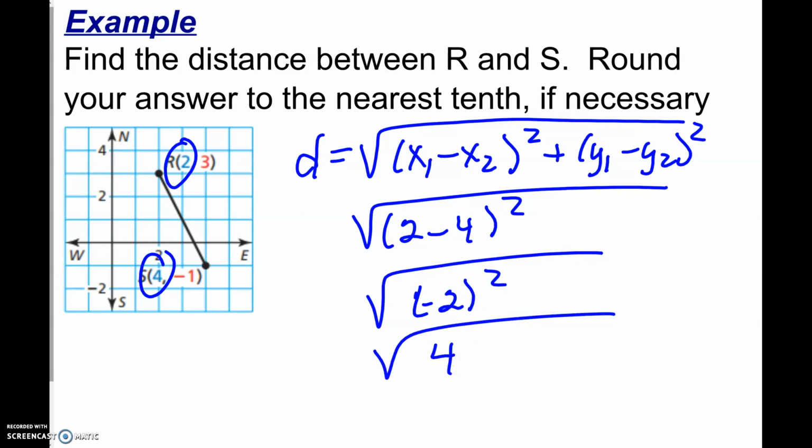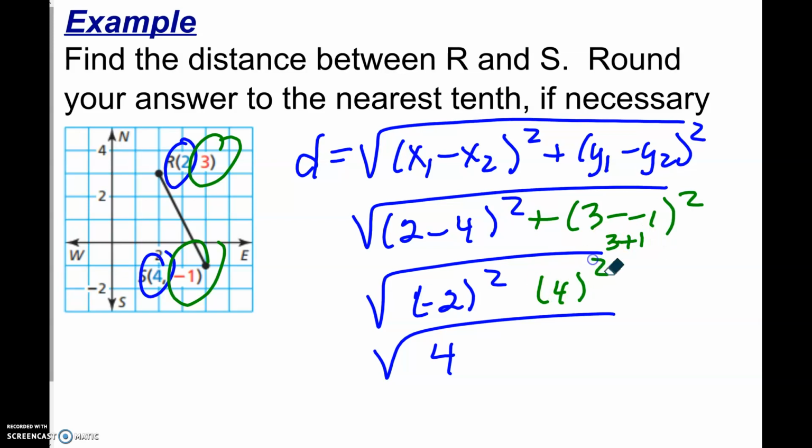Now I'm going to go through and do that exact same thing with y. So we're going to take our y minus our y. So we have 3 minus a negative 1 quantity squared. So 3 minus a negative 1 is the same thing as 3 plus 1. So we've got 4 squared, and 4 squared is 16. So we are going to get the square root of 20.